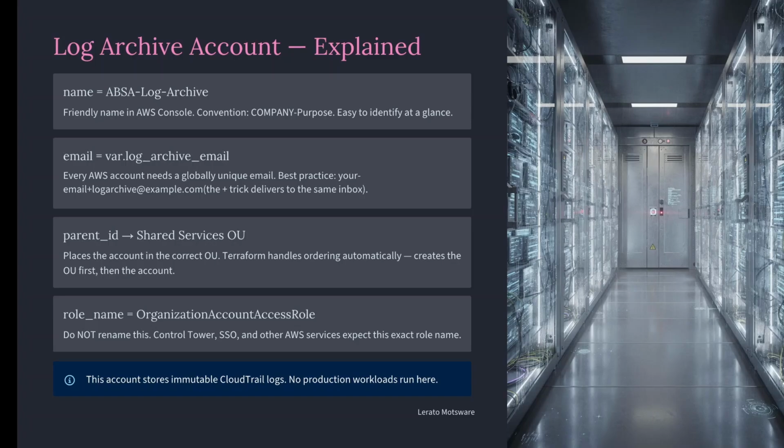Email: var.log_archive_email. Every AWS account in the entire world needs a globally unique email address, not just unique inside your organization, globally unique. The best practice is the plus trick. Your-email plus log archive at example.com and your-email plus audit at example.com. They both deliver to the same inbox, but to AWS, they are two completely different email addresses. One inbox, multiple unique emails.